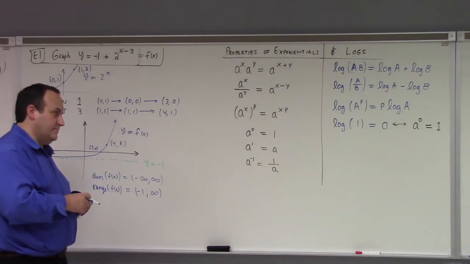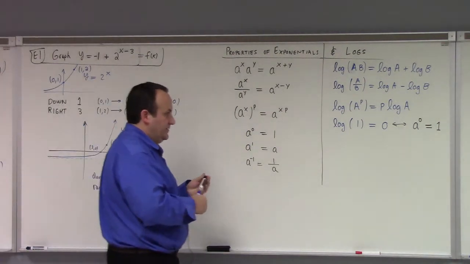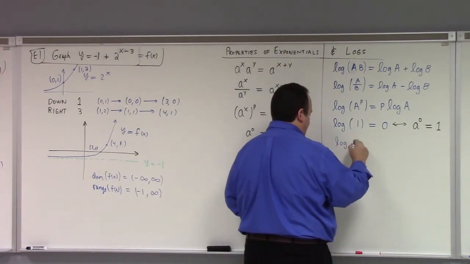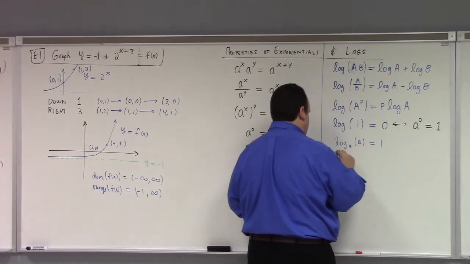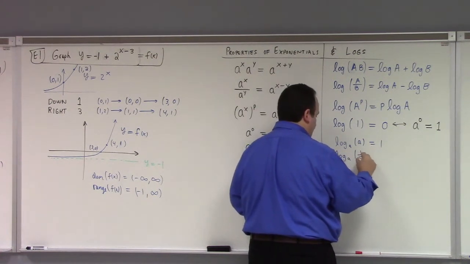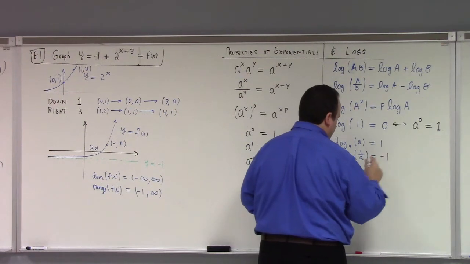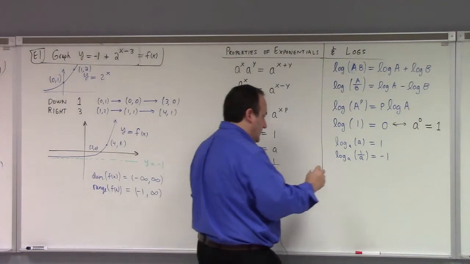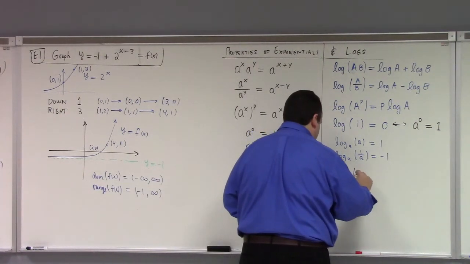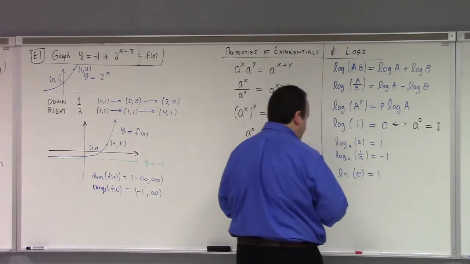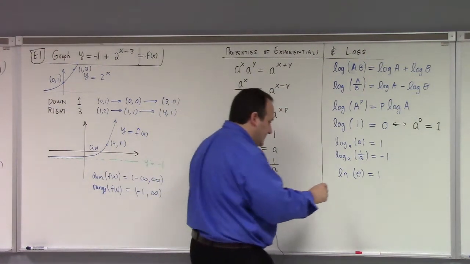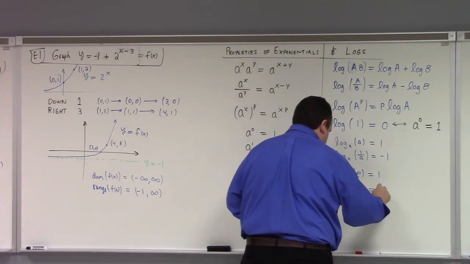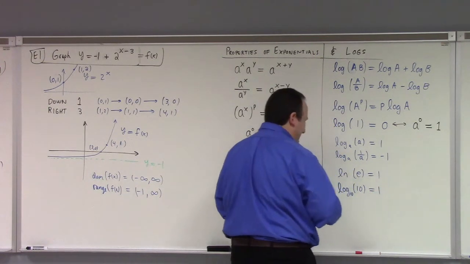Anyway, let me write a few other things here in the more specific language. Log base a of a is 1. Log base a of 1 over a is minus 1. And a few other things while we're at it. Natural log of e is 1. Log of 10 is 1. And here I mean log base 10.